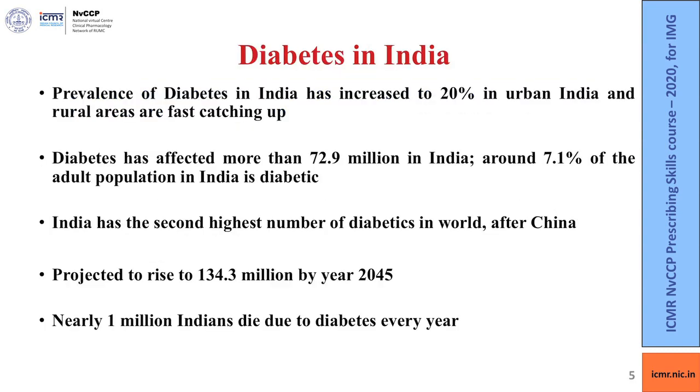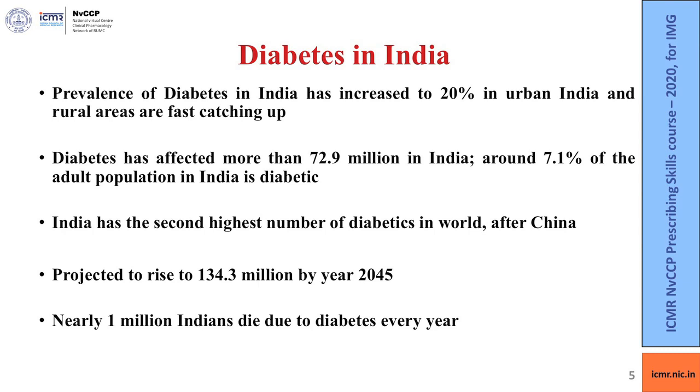The prevalence of diabetes in India has increased to 20% in urban India and rural areas are also fast catching up. Diabetes has affected more than 72.9 million people in India. Around 7.1% of the adult population in India is diabetic. India has the second highest number of diabetics in the world after China, and these numbers are projected to rise to 134.3 million by the year 2045.